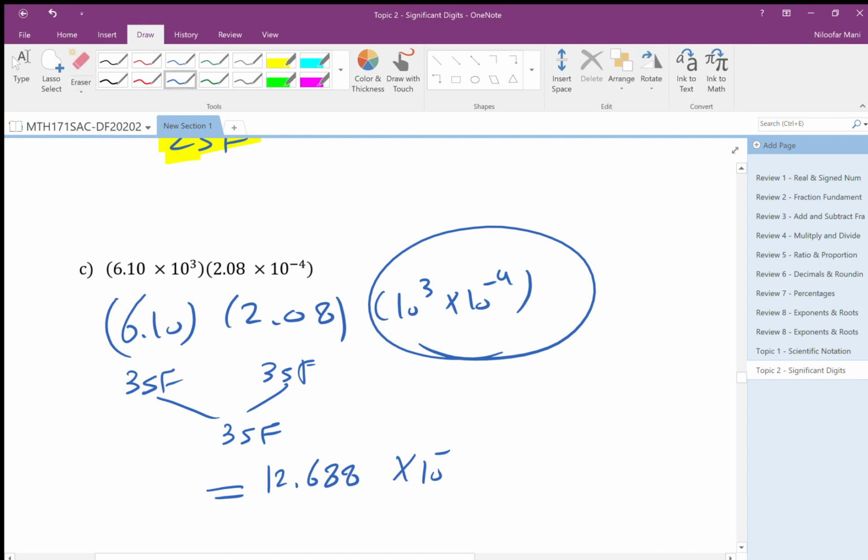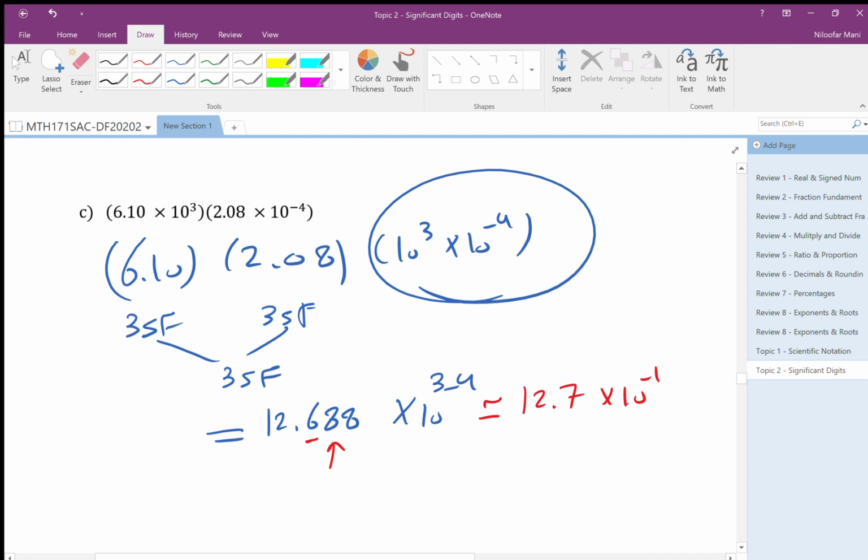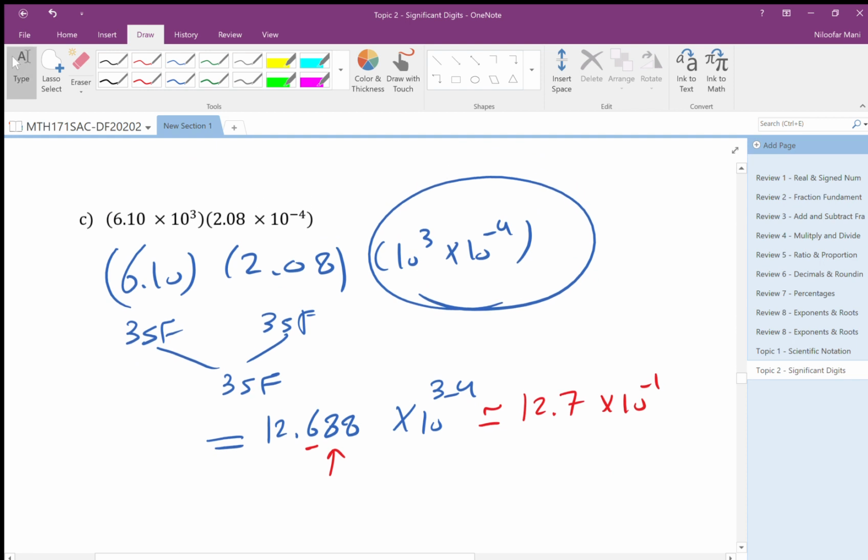So maybe I show my way, which is 3 minus 4. Now I want three significant figures, so I underline that, check that, and it is almost 12.7 times 10 power minus 1. And I can say the answer is 1.27, because I need to go to scientific notation. So I use 10 power minus 1 to go to the scientific notation answer.